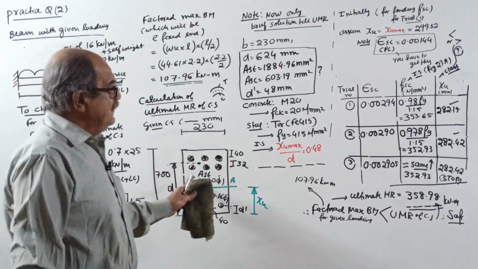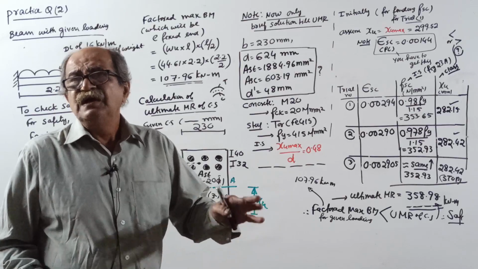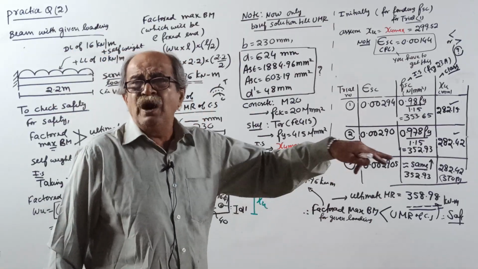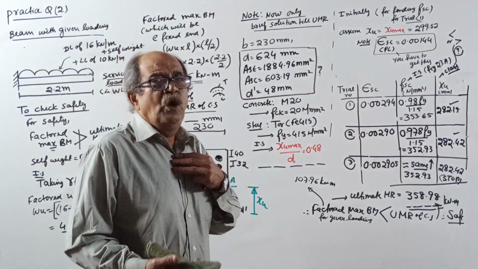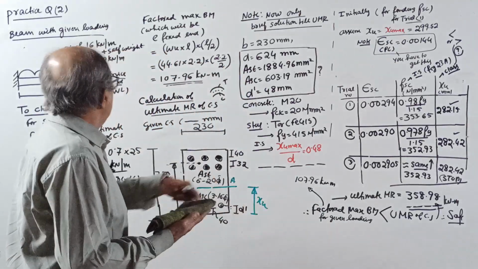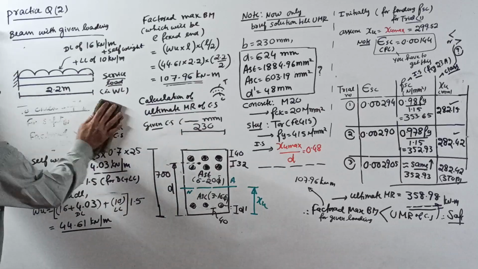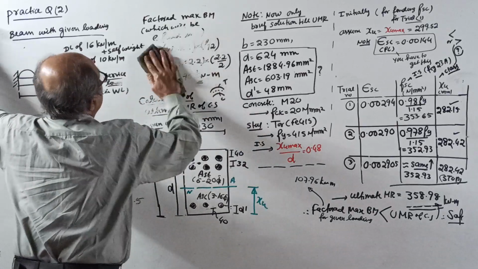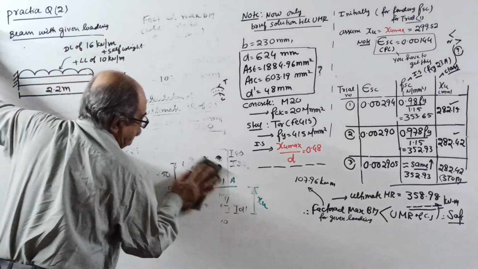Check the safety. This beam is, for the present given loading, safe. If by chance your factored BM comes more than the ultimate MR, write unsafe or not safe. So if they want only to check the safety, your question is over here. But here, continuation is required. So therefore, I will do one thing now. This I will remove. See, for continuation, this all I will remove. I will continue here now.